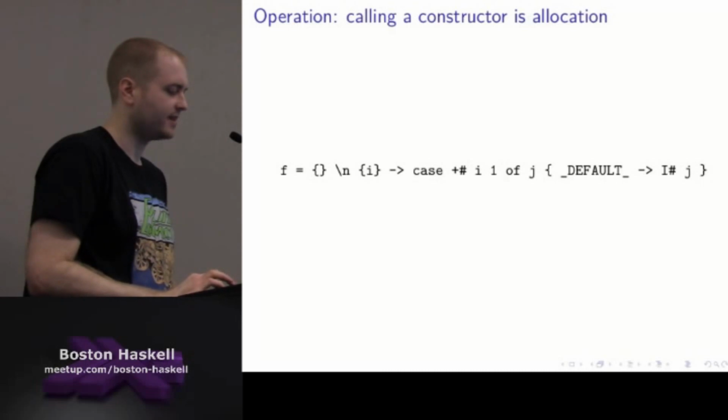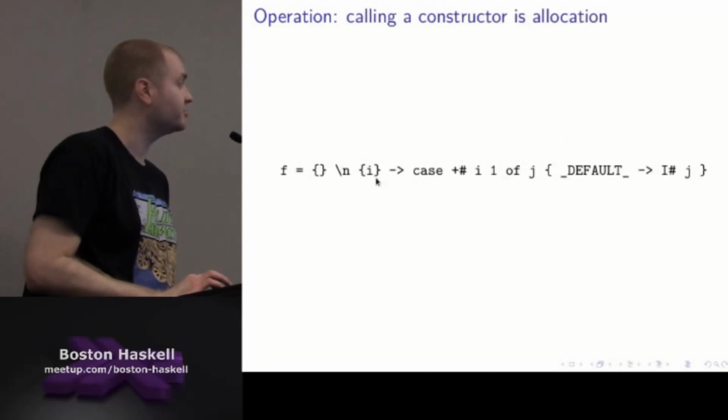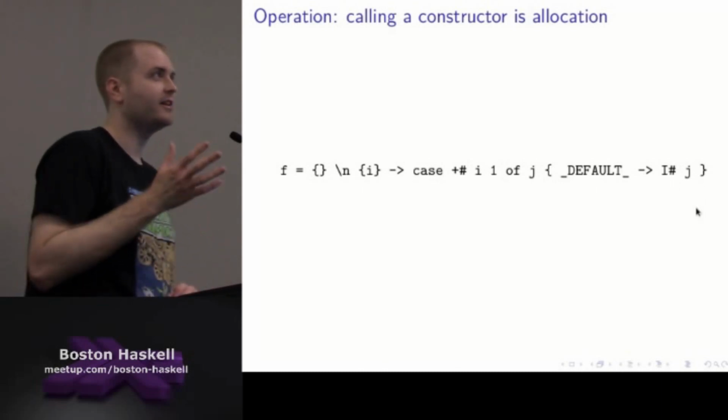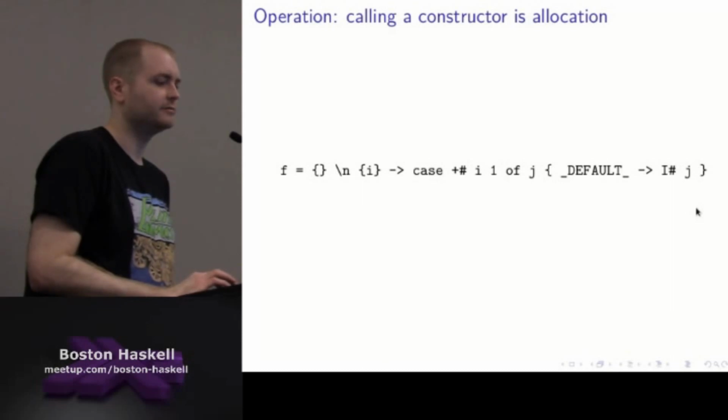So in this example here, we have a function that takes one primitive integer, adds 1 to it, gets the value, and then builds a boxed integer with that primitive integer in it. And that will allocate like a heap pointer for the integer.